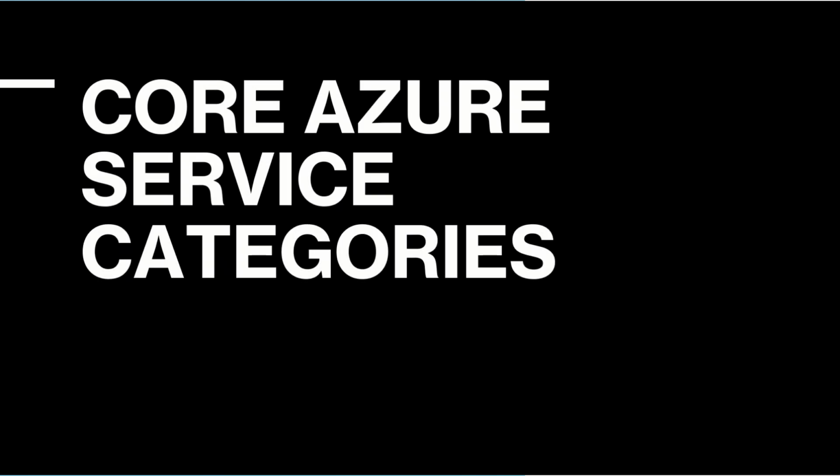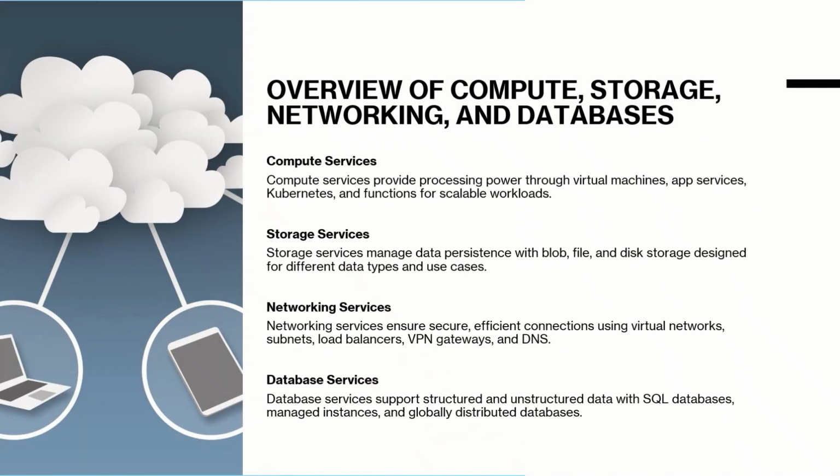Now, when it comes to the specific offerings that Microsoft offers for its various types of cloud computing, there are four in particular that we're going to talk about here. So we're going to be talking about compute services, storage services, networking services, and database services. Each of these different categories of cloud computing has specific functions and specific features that they enable depending on what your particular needs are.